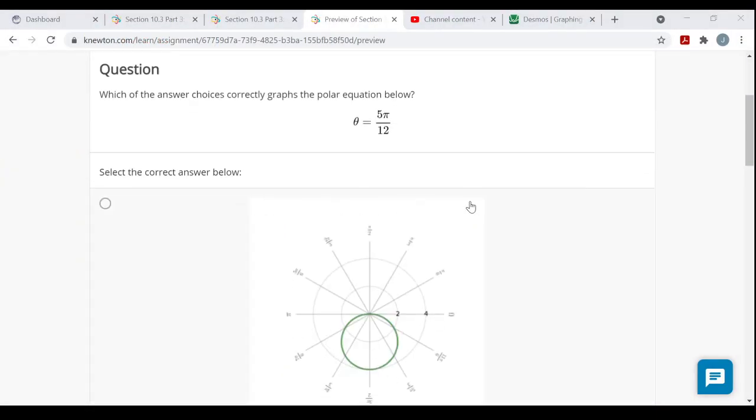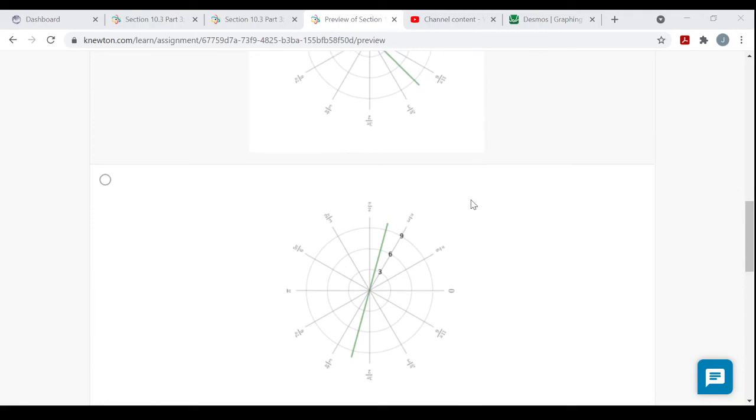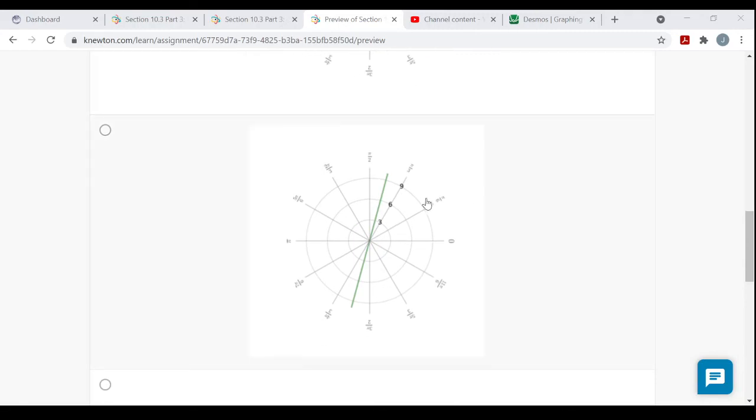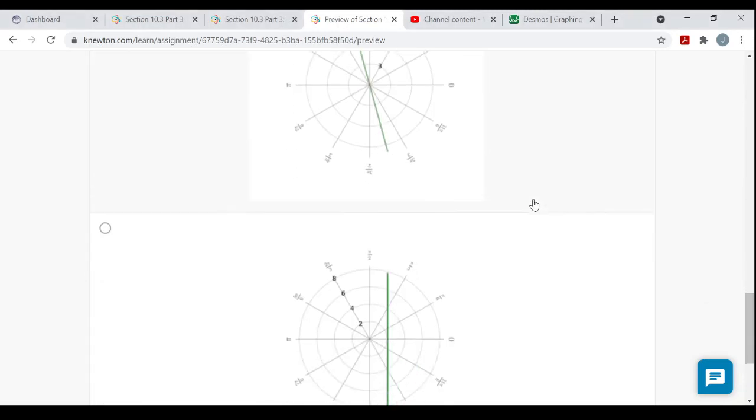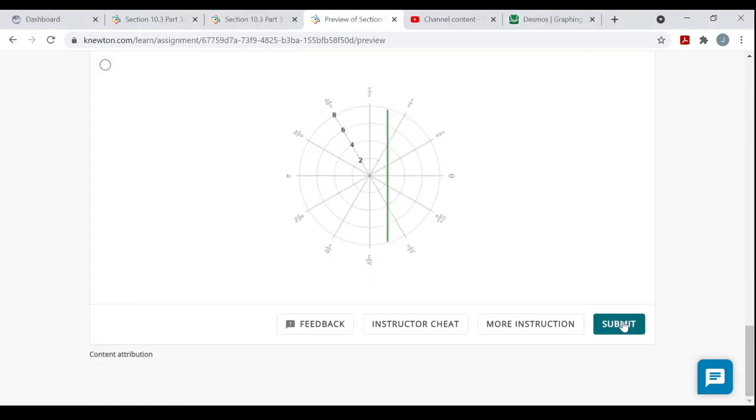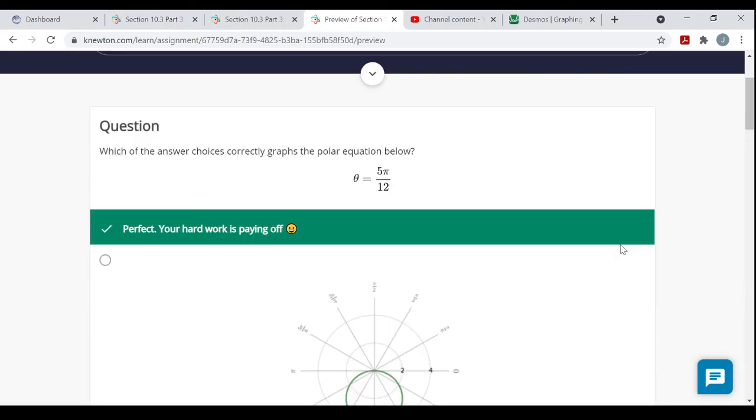And then they have you picking the correct one down here, not that one. Remember this is about 75 degrees off the horizontal. Looks like that one. Yeah, that's the only one that looks like what I had. Wonderful.